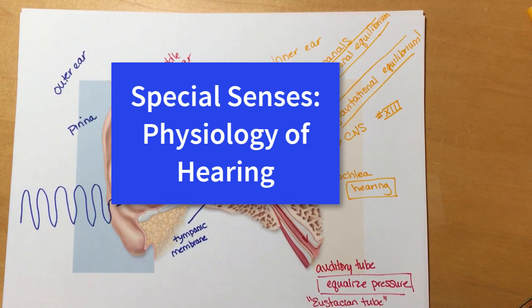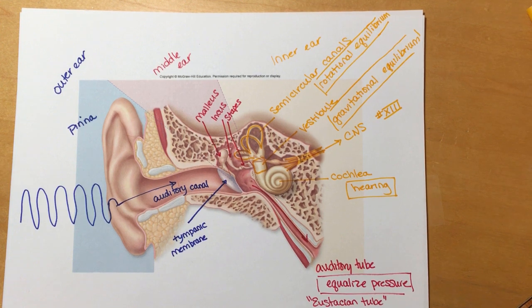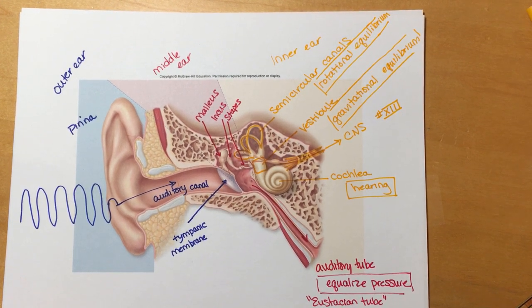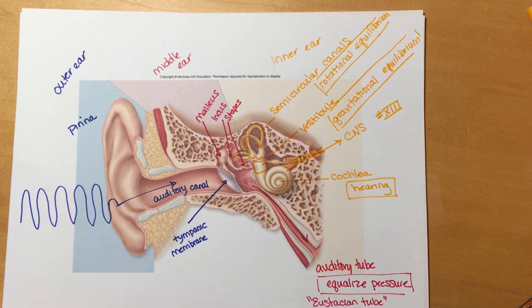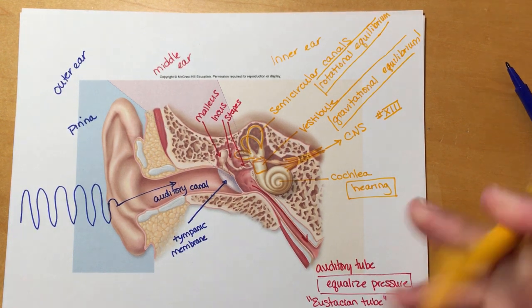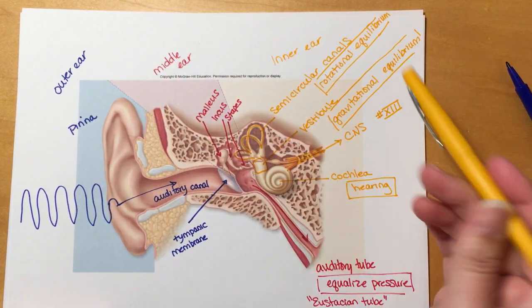Hi everybody, welcome back. Today we're going to be talking about special senses, the ear, in particular the physiology of hearing. If you haven't watched the video on special senses, the ear, structures of the ear, please go back and watch that and then come back here. So last time we discussed the structures in the ear: the outer ear, middle ear, and inner ear.